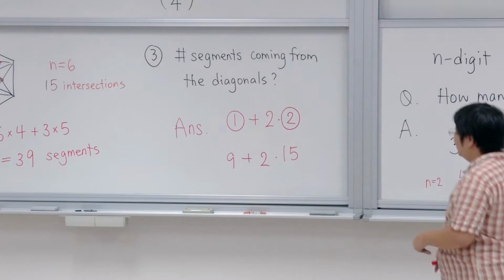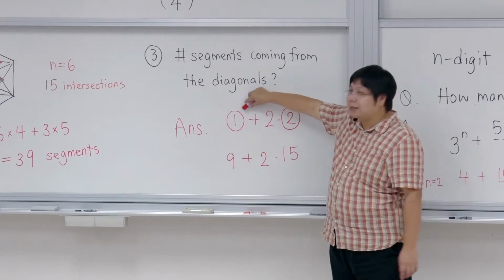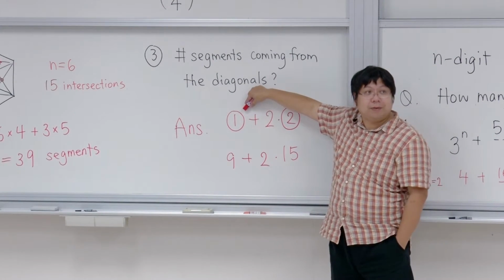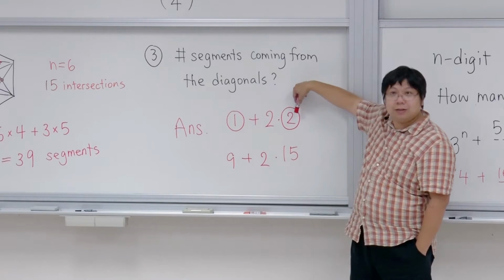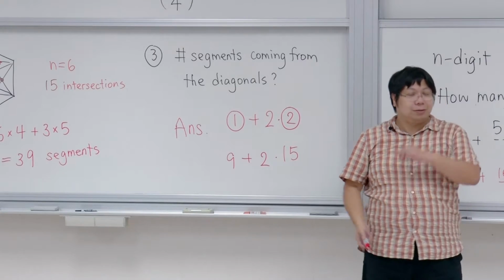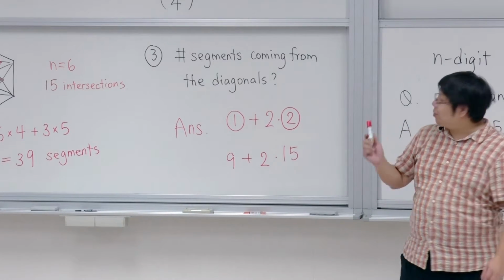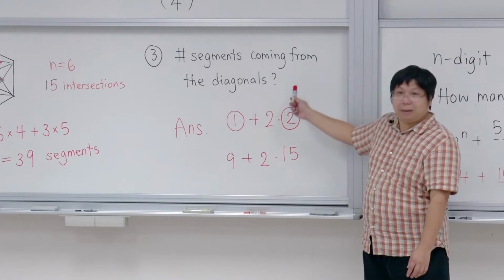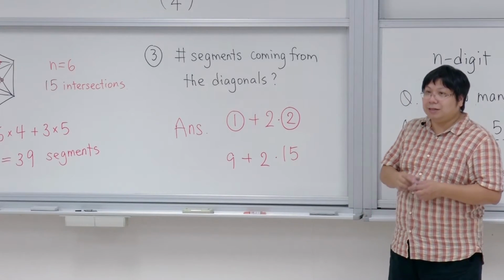So that's why if there is no intersection, you just have the number of diagonals. But if you have intersections, each intersection corresponds to 2 new segments. So this is it. Amazingly, the number of segments, you can still represent it using combinatorial terms.